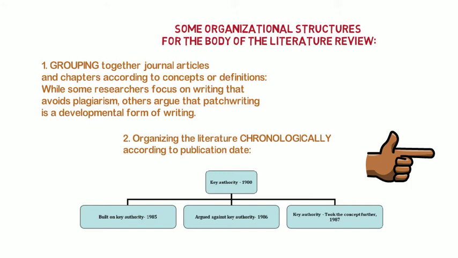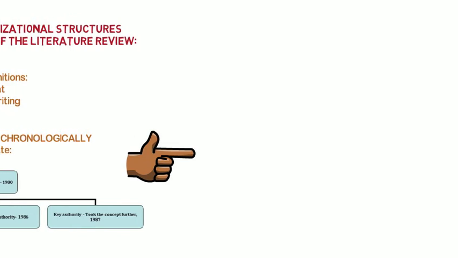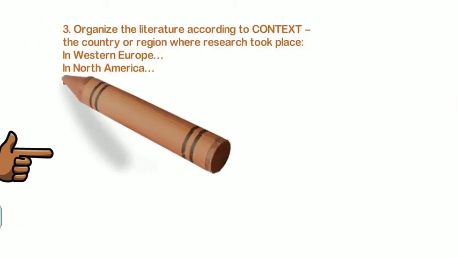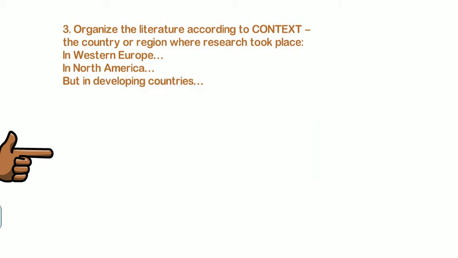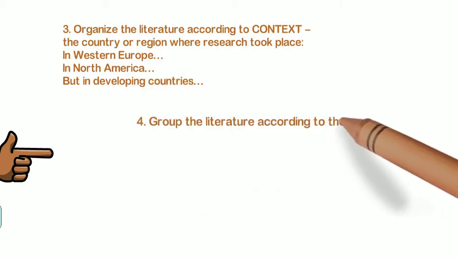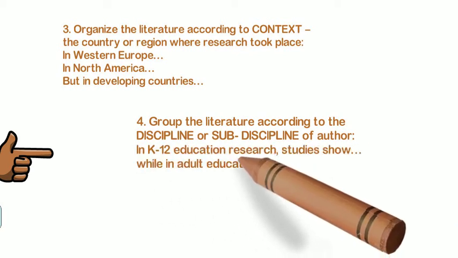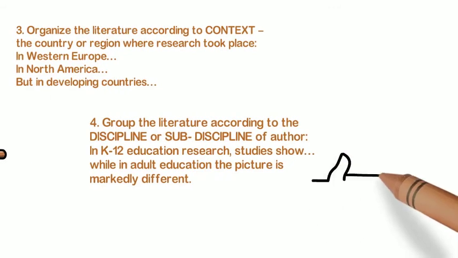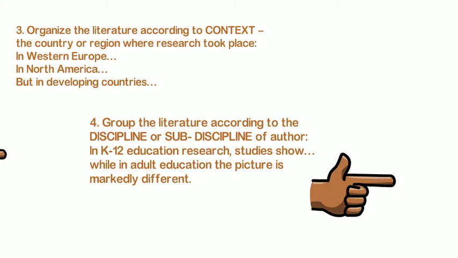Organize the literature chronologically according to publication date, a very useful way to see how concepts have evolved. You can organize the literature according to the context, the country or region where the research took place, so that you can see the differences in these different geographical groupings. You could group the literature according to discipline or sub-discipline of the author, so look at school education versus adult education, and you can use these to show similarities and contrasts. And you can say something about the literature through those groupings.